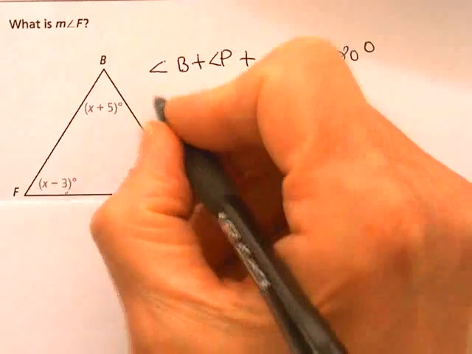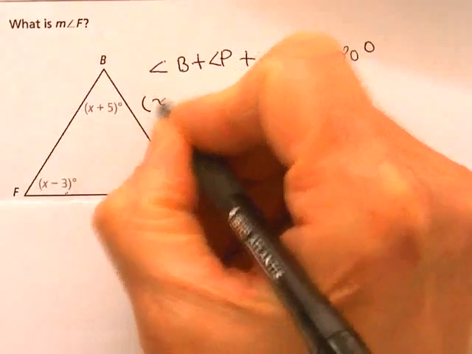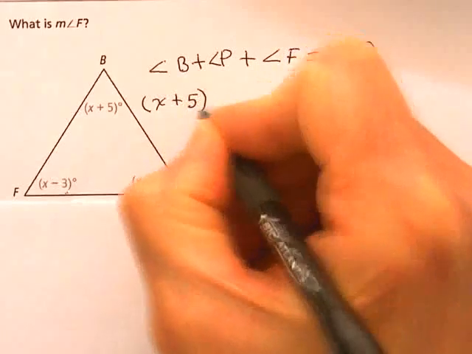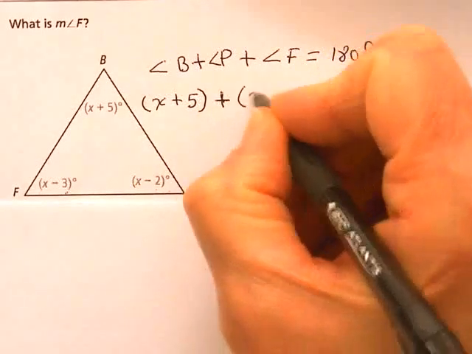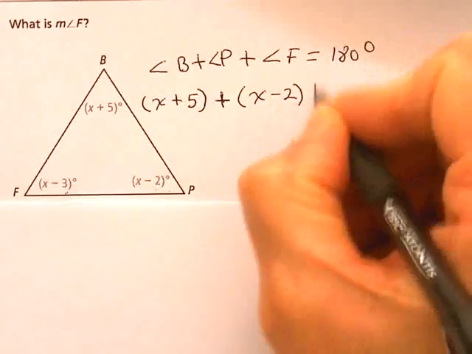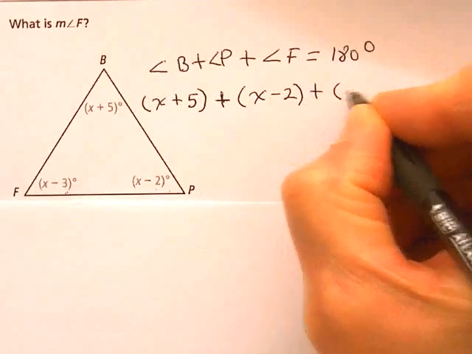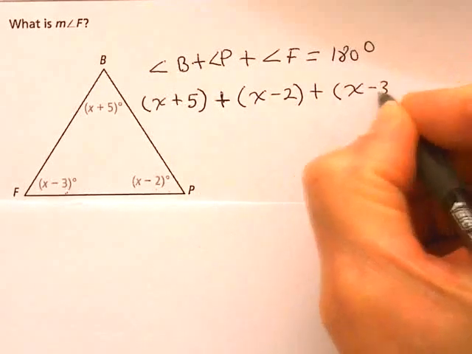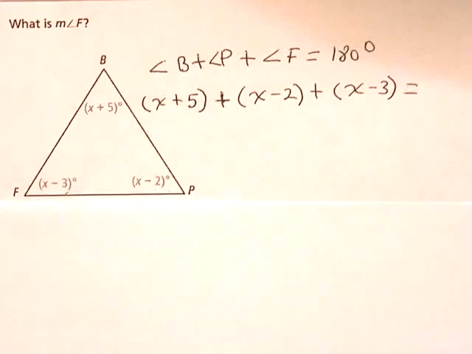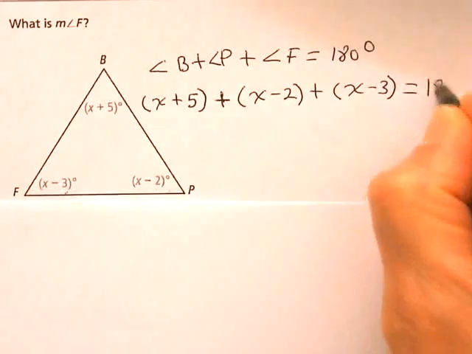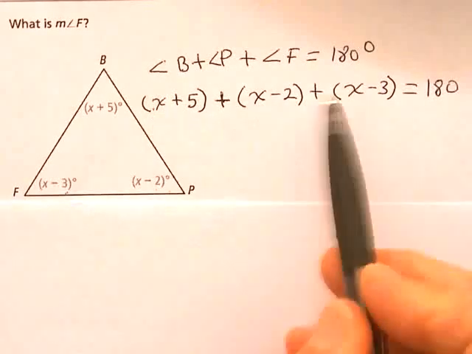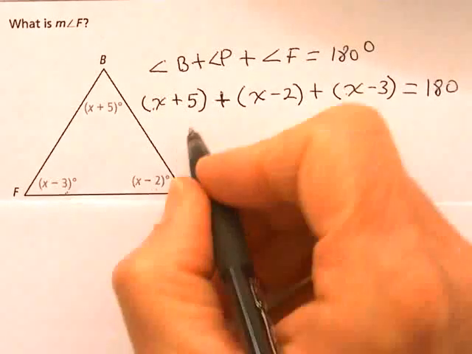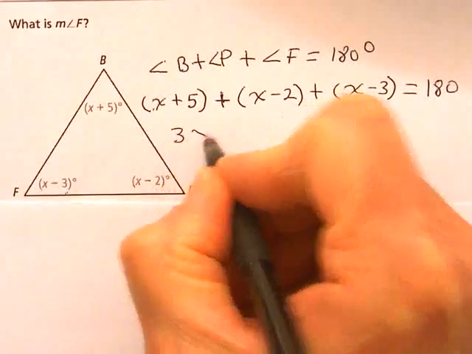I'm going to do a little substitution and put these terms together. So let's start. I will have x plus 5 plus x minus 2 plus x minus 3. And that's going to equal 180. I'm leaving off my degrees, as you can see. All right, let's combine like terms, shall we? We have x, x, and x. So x plus x plus x is 3x.